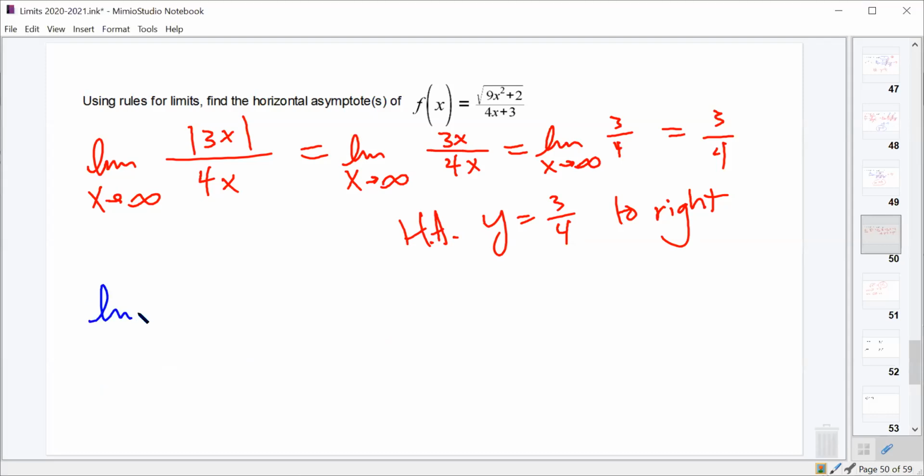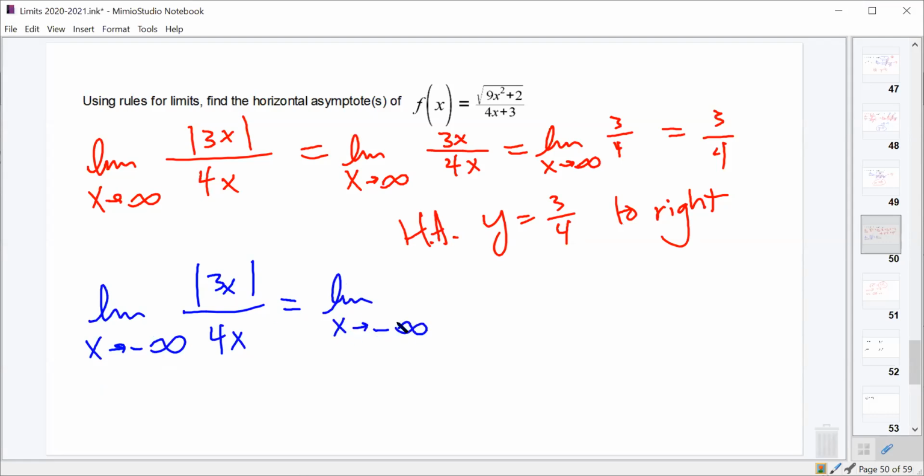But when we go to negative infinity, the square root of 9x squared is still the absolute value of 3x. 4x is still just 4x. But now, what can you tell me about the value of 3x? Regardless of the absolute value, what is 3x? Is it a positive number or a negative number? Negative. 3x is a negative number.